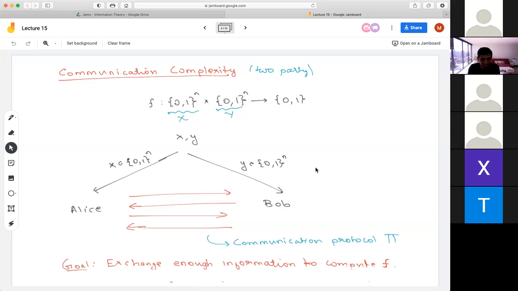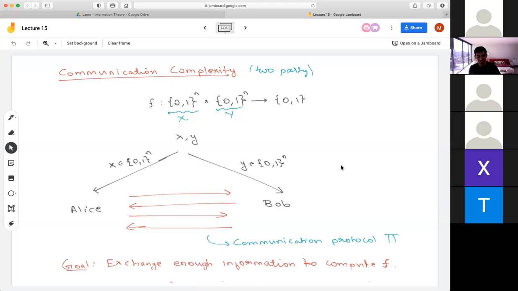So we'll stick to that. Let's say one input is sent to Alice, one input is sent to Bob, and their goal is to potentially exchange information and figure out the value of f. They each know one of the inputs, and they will exchange information according to something we'll call a communication protocol. We'll state more formally what it is, but they want to exchange enough information to compute f. And we will try to use various techniques, in particular information theory, to understand how much information they really need to exchange.